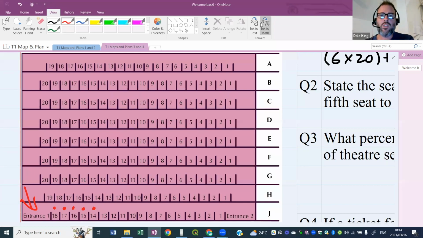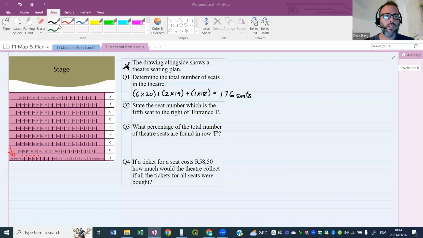Okay, but 14 is correct. Well done. Okay, very good. So I'm going to write here 14, or if you say J14, that's also acceptable.